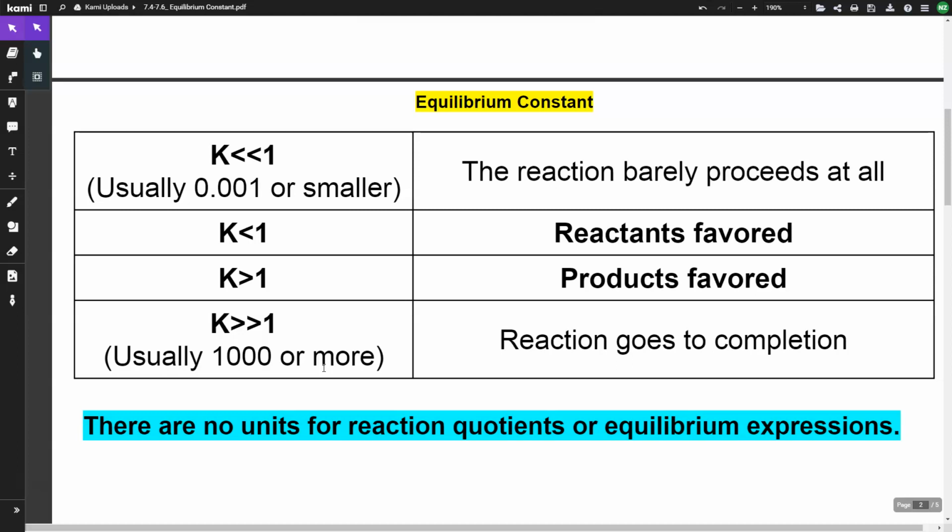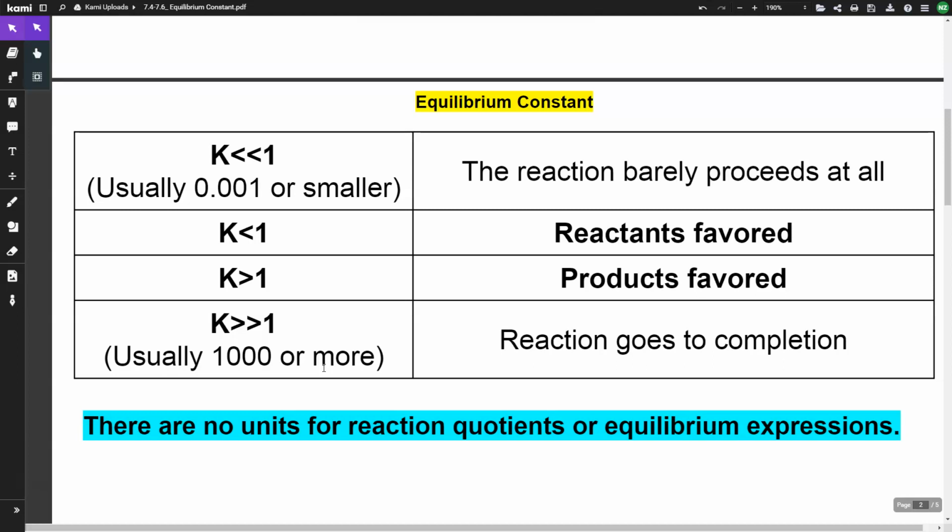So what does the equilibrium constant mean? Well, if our equilibrium constant is really, really small, like way less than 1, usually 0.001 or smaller, that means that the reaction barely proceeds at all. So super slow and barely happens at all. If our equilibrium constant is less than 1, that means the reactants are favored. Okay, so that means that our equation is favoring the reactants. If it's greater than 1, that means that our products are favored.